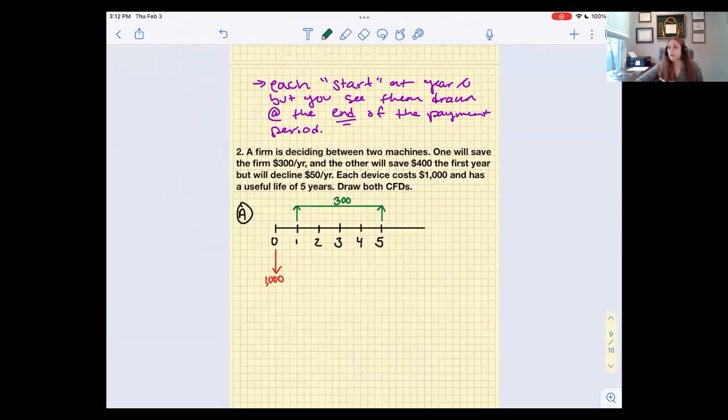When you're drawing this many arrows and lines and things, I'm just going to remind you to look at the syllabus because it does talk about using a straight edge.